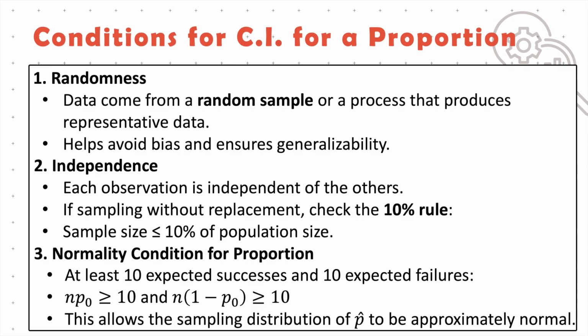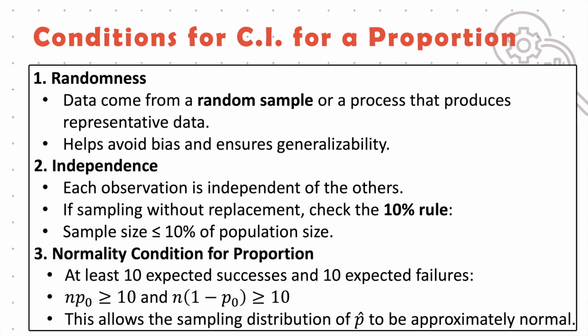The conditions for a confidence interval for a proportion are identical to a hypothesis test for a proportion, so we still need randomness to help our sample be representative and avoid bias. It needs to have the independence. Each observation should be independent of others. If we're sampling without replacement, we check that 10% rule. And then the normality condition for a proportion was looking at having at least 10 expected successes and 10 expected failures. This is sometimes called the large counts condition.